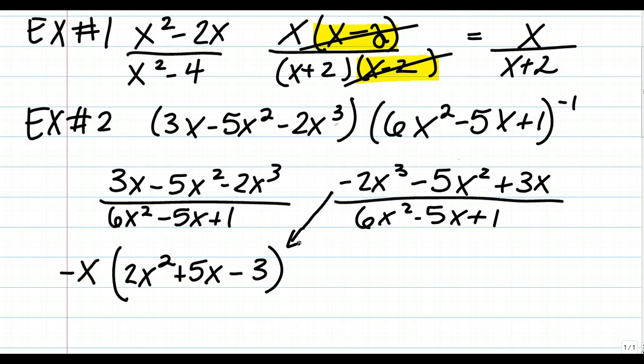Then we could go ahead and try to factor this. Okay, and again, I'm just looking at the top part right here of my fraction. I just took out the GCF. We'll worry about the denominator in a second.